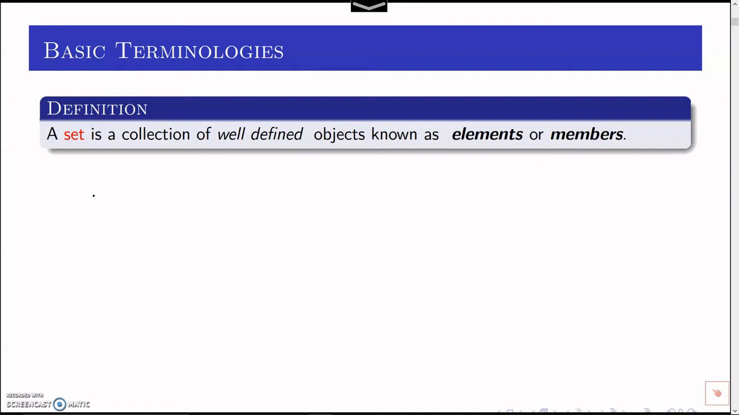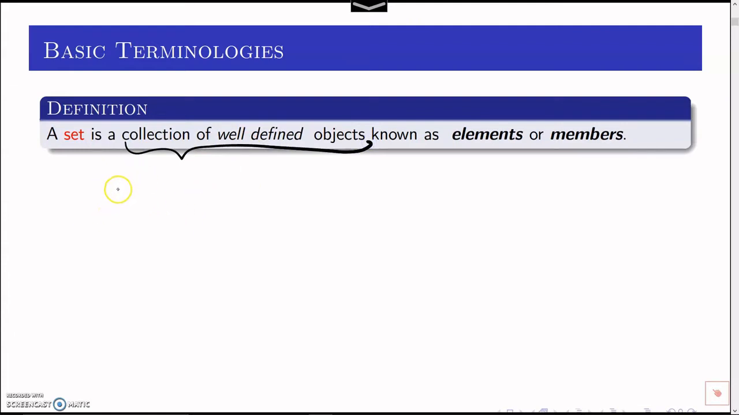So we'll start with the definition. By a set I mean a collection of well-defined objects, and these objects are known as elements or the members of the set. So by a set I mean a collection of well-defined objects. So let me pick up some examples of some sets.